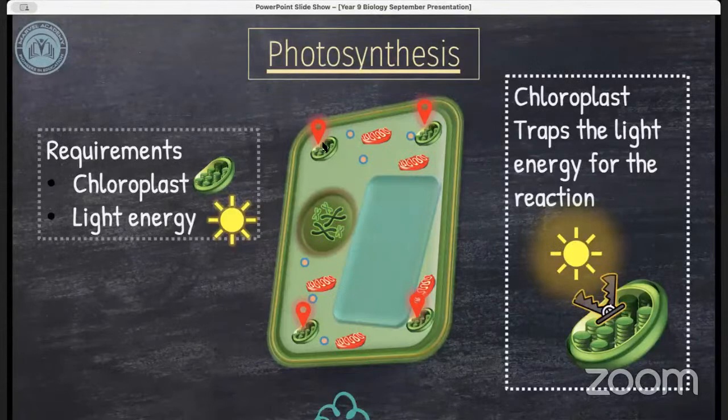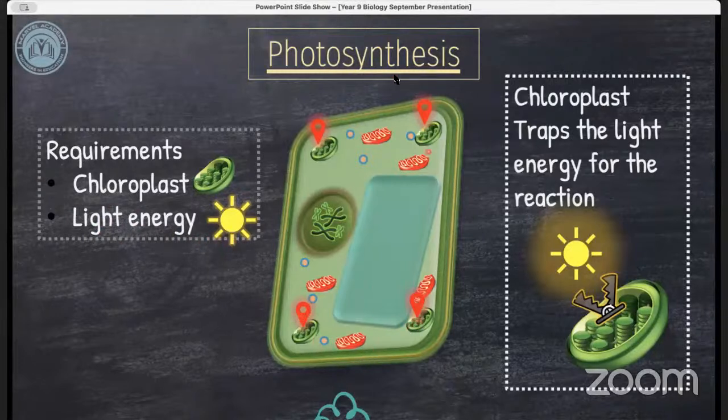What are the requirements? So you can see here that you have chloroplast. That means we need chloroplast, because chloroplast is considered one of the organelles that is really important to carry out photosynthesis, right? Okay. Then children, what is the next one? The light energy. Without light energy, it is really impossible. The photosynthesis process cannot be achieved. Why? Because with the help of light energy only can we continue this process.